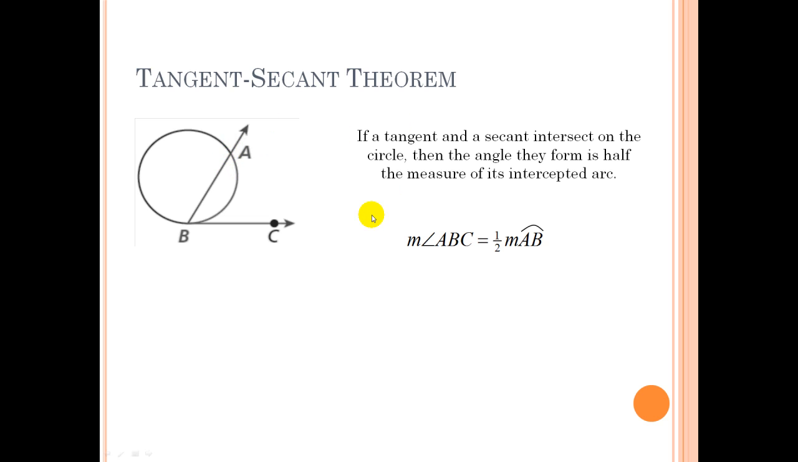So if you look, that would mean that angle ABC has to be half of whatever arc AB is, because that's the arc that's inside or intercepted by that angle. So just the measure of angle ABC equals half the measure of arc AB.